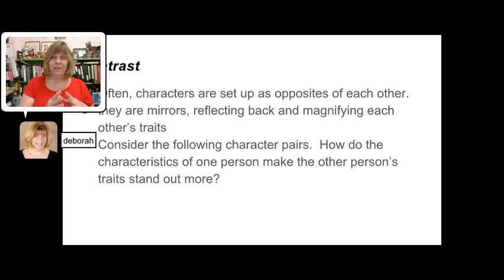Now, when character foils are used as opposites, it's almost like a mirror. They're set up and they reflect back and sometimes even magnify each other's traits. So I'm going to show you a couple of character pairs, and I want you to think about how the characteristics of one person make the other person's traits stand out even more just because they're placed together side by side in a story.